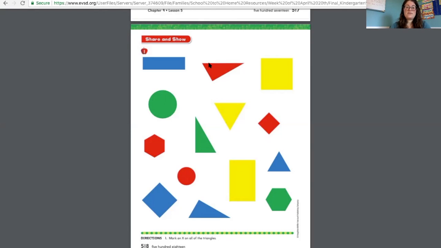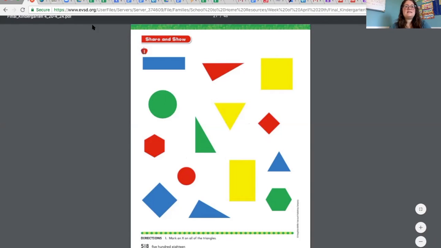To review, a triangle has 3 sides and vertices. A square has 4 sides and vertices. A circle has no sides and vertices. It just has curves. A rectangle has 4 sides and vertices. And a hexagon has 6 sides and vertices.